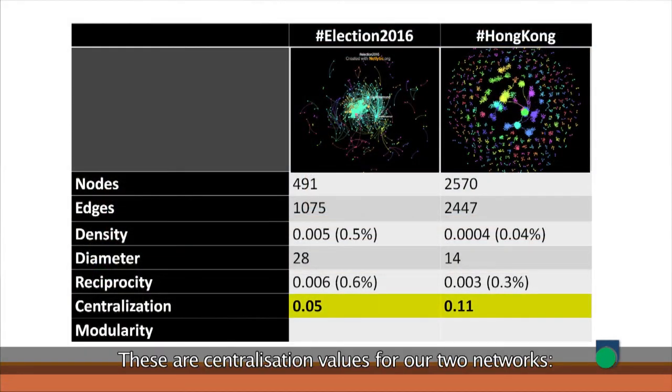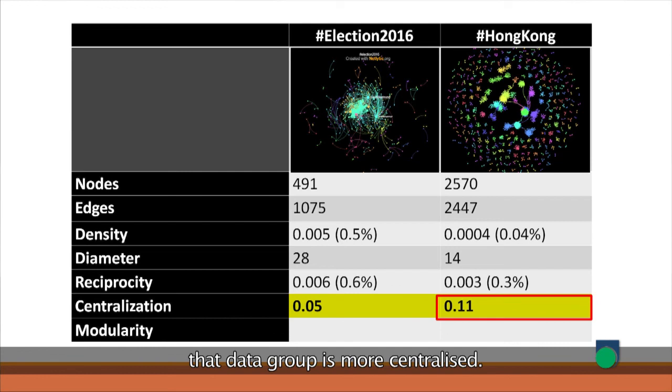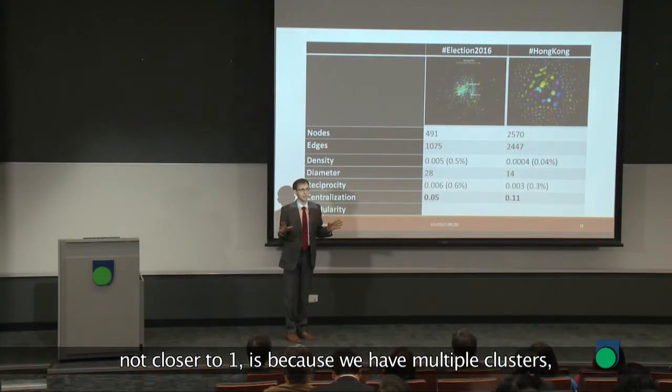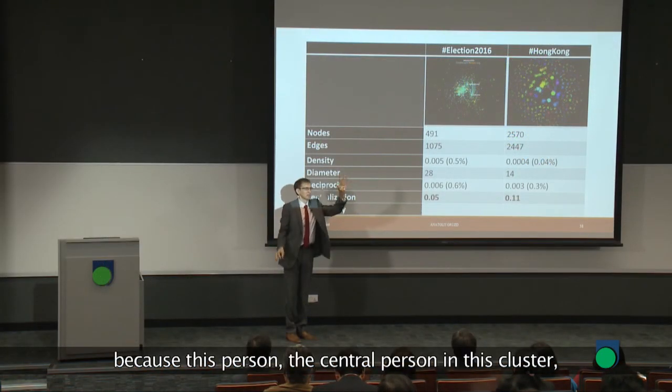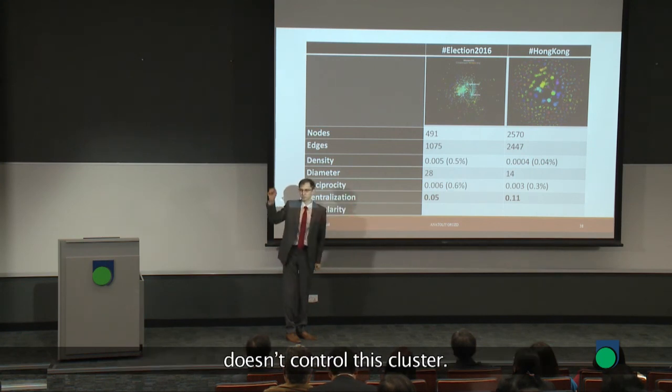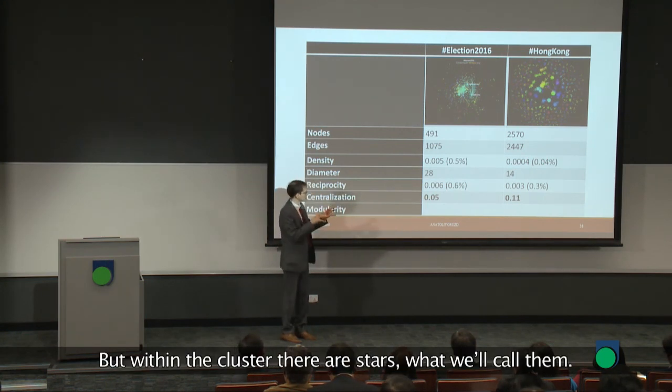These are centralization values for our 2 networks. Quite low, relatively low. But again, we're comparing not the absolute values, but relative to each other. So for Hong Kong example, that network is more centralized. And you see why. There are clusters there. And within those clusters, there are popular individuals. The only reason this centralization value is not any higher, not closer to 1, is because we have multiple clusters. Because this central person in that cluster doesn't really control the other clusters. But within the cluster, there are stars, what we call them.